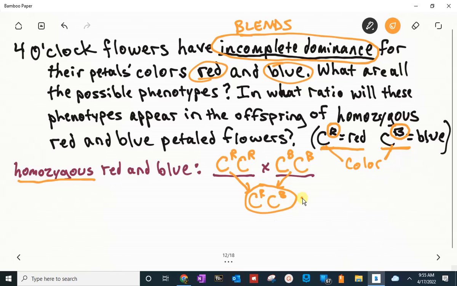The phenotype is going to be a blend of red and blue together, which is going to end up being purple. So the phenotype from crossing red and blue together is going to be a purple petaled flower for the offspring of the two parental strains, the homozygous red and homozygous blue.